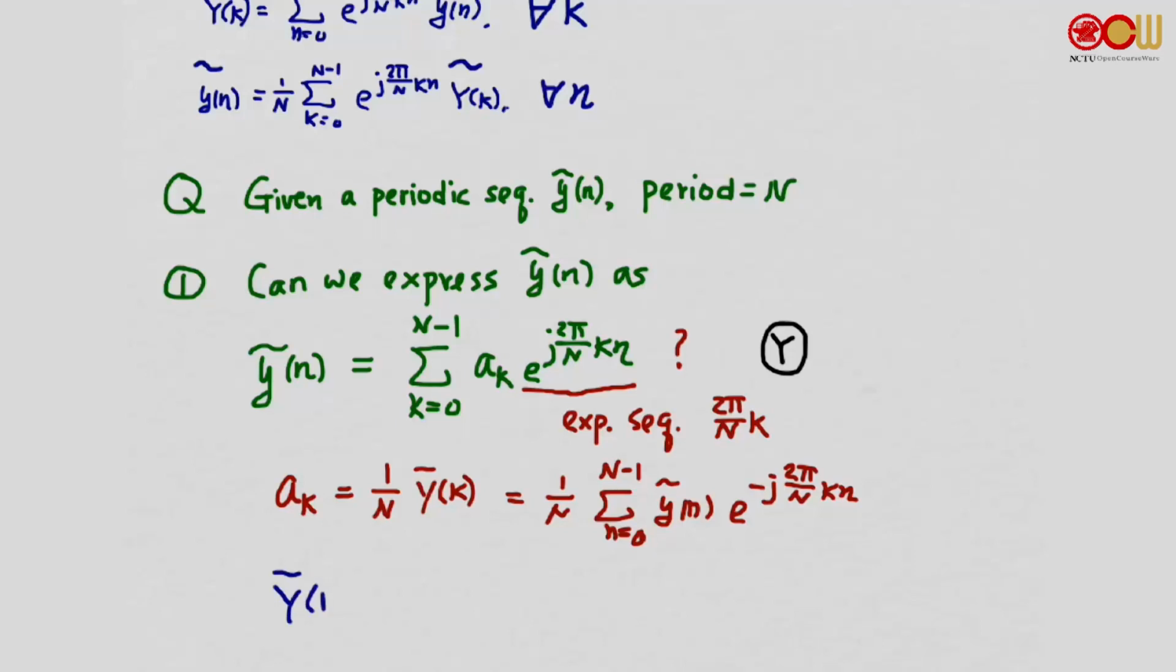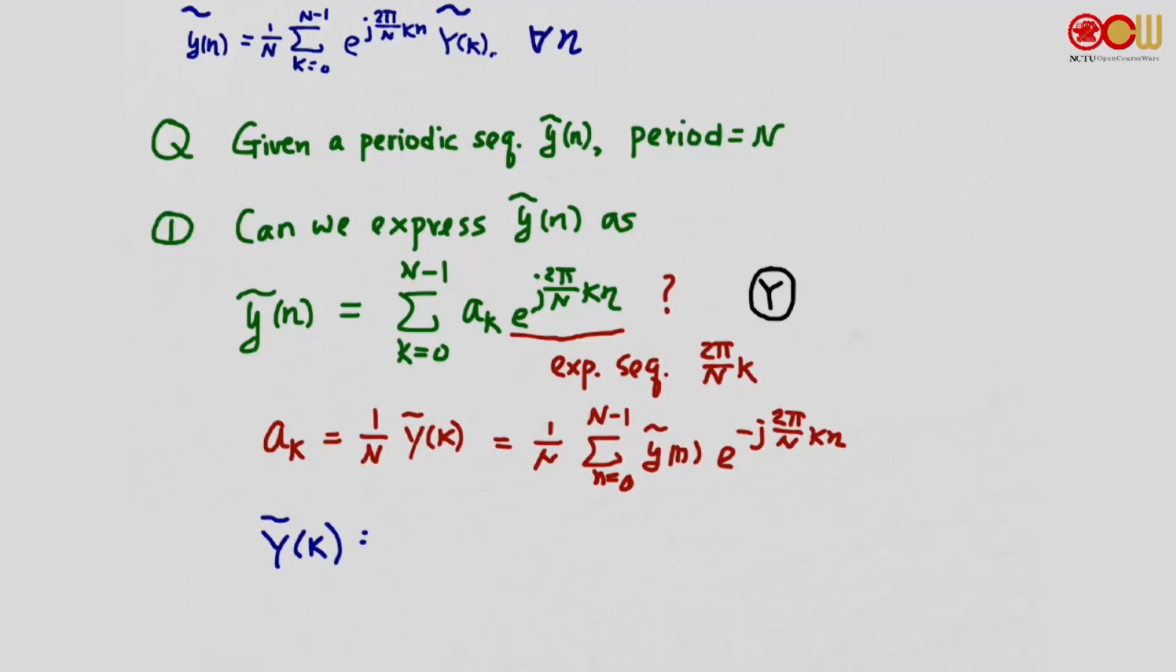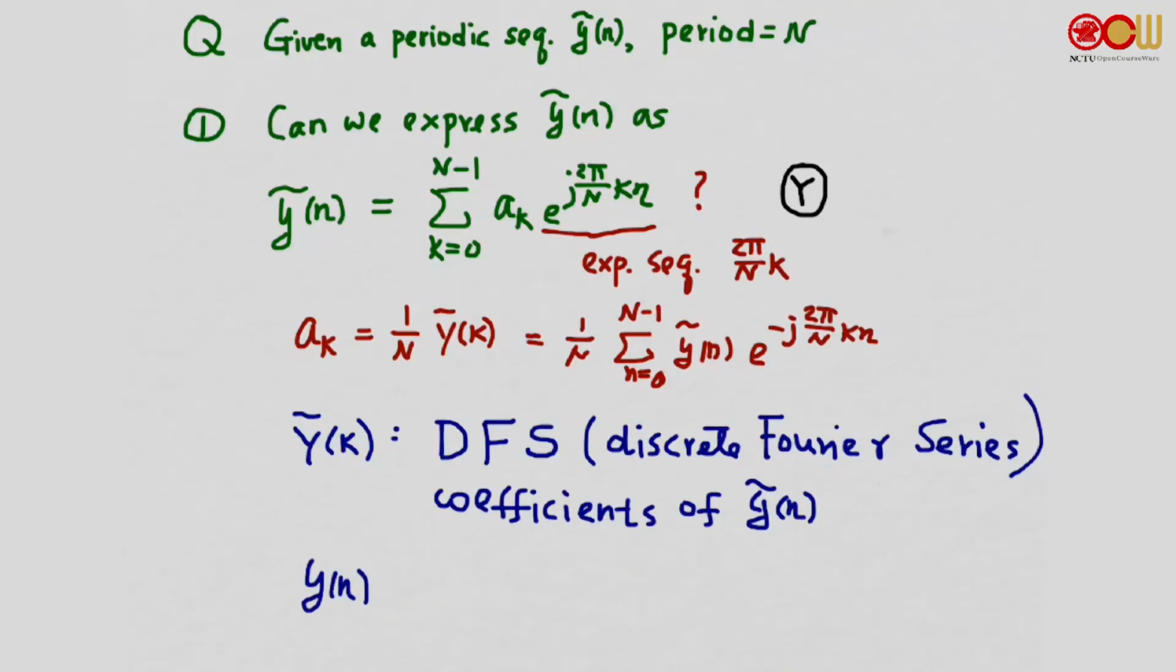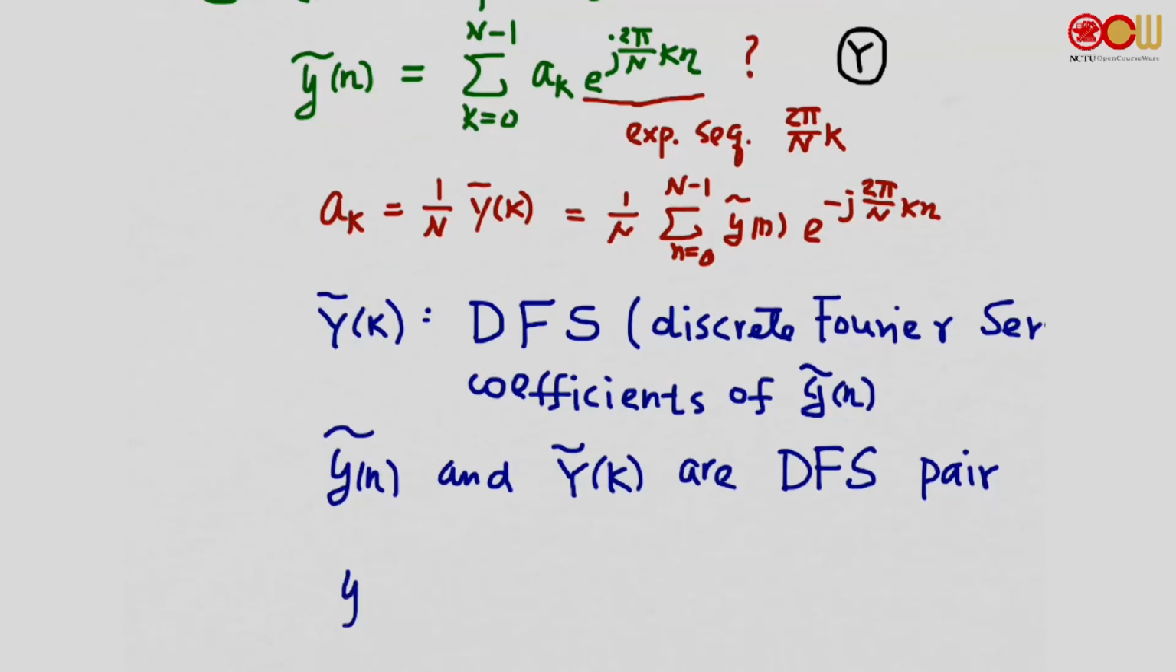it has a name. It's called the discrete Fourier series coefficient of y tilde n. Discrete Fourier series coefficient. And we say y tilde n and y tilde k are a discrete Fourier series pair. From the periodic sequence y tilde n we can get its discrete Fourier series coefficients, and from the Fourier series coefficients we can also get back the periodic sequence y tilde n. This is a Fourier series pair.